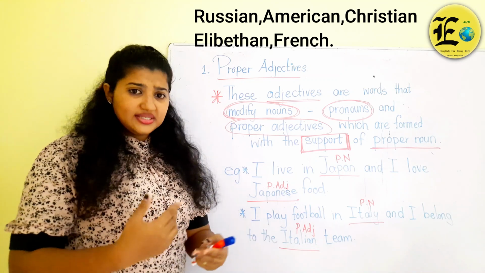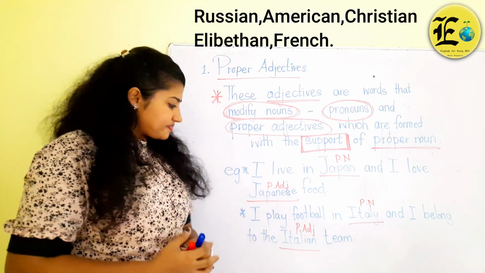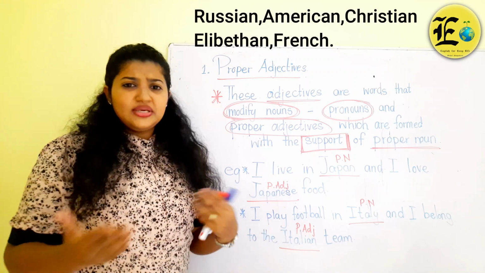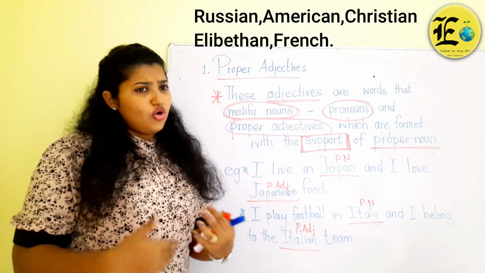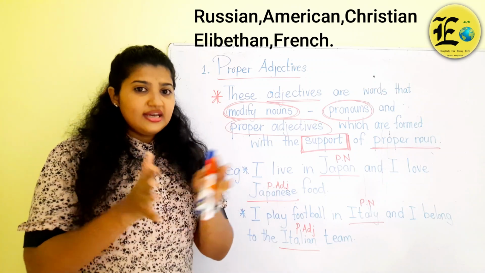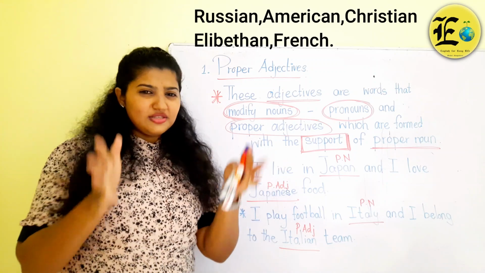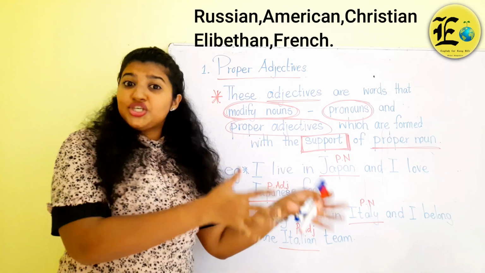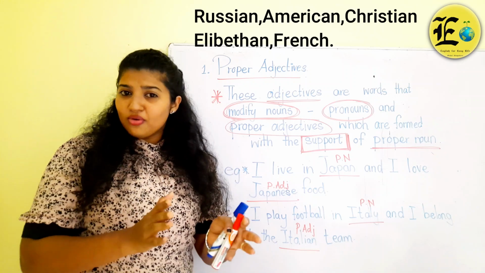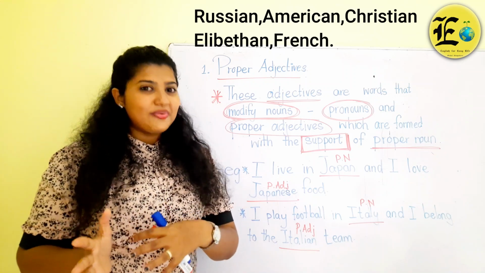Similar examples could be like this. My wife loves Chinese food. So you can say, my wife and I live in China. China is the proper noun in the first part of the sentence. We love Chinese food. So now you know that a proper adjective is formed with the support of a proper noun.